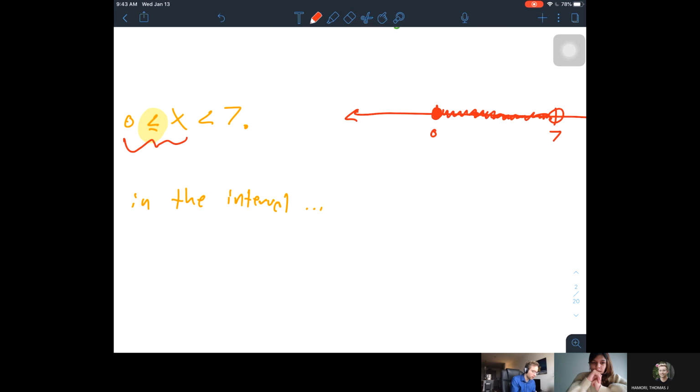However, the second part says that x is less than 7. The number 7 is not less than 7. It's equal to 7, right? So that's why we don't fill in the dot on the 7. We know that x can be any number. It could be like 6.9, 6.99, 6.999, or whatever, but it can't be 7 because it has to be strictly less than that number. Does that make sense? Okay, so that's why we have the open dot and the closed dot on these.